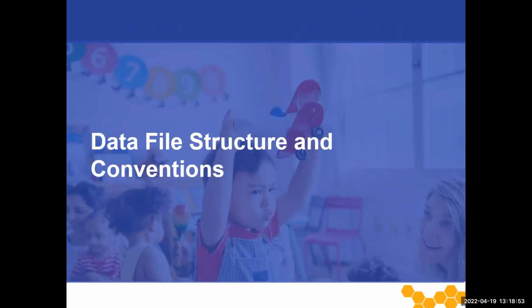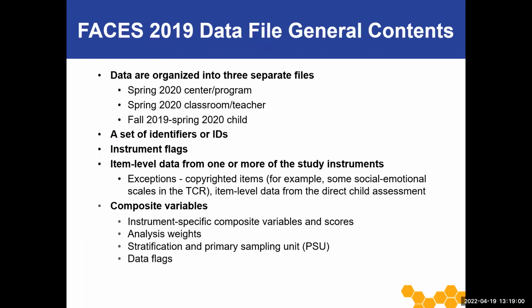Now that you have an overview of the study, let's talk about the data file structure and conventions. So the FACES 2019 data are organized into 3 separate data files. There's the Spring 2020 Center Program file that includes data from the Spring Program and Center Director surveys. There's the Spring 2020 Classroom Teacher file that includes data from the Spring Teacher Survey. And finally, there's the Fall 2019 through Spring 2020 Child Level file. This includes the fall data from the direct assessment and fall and spring data from the TCR and parent survey.